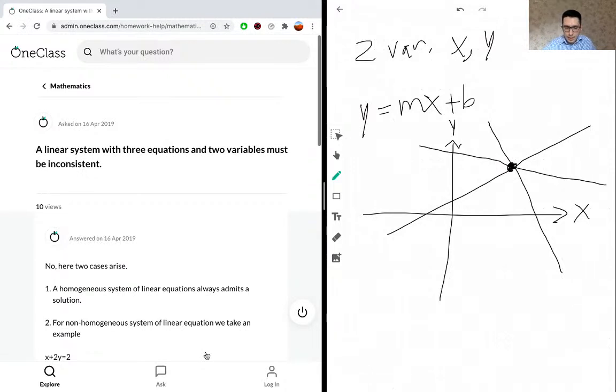So right away we can see that in this conceptual situation, we have x and y, so we have two variables, and we have 3 lines. And each line is represented by an equation y equals mx plus b. So 3 equations, or 3 lines here, with 2 variables give us one unique solution based on this diagram.